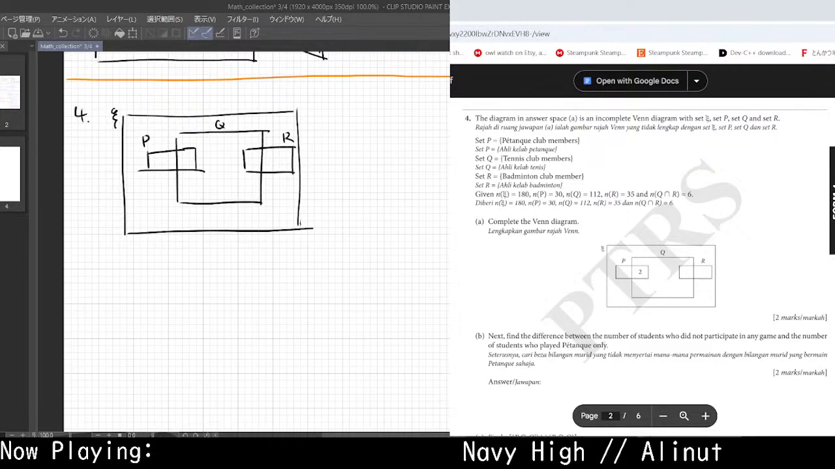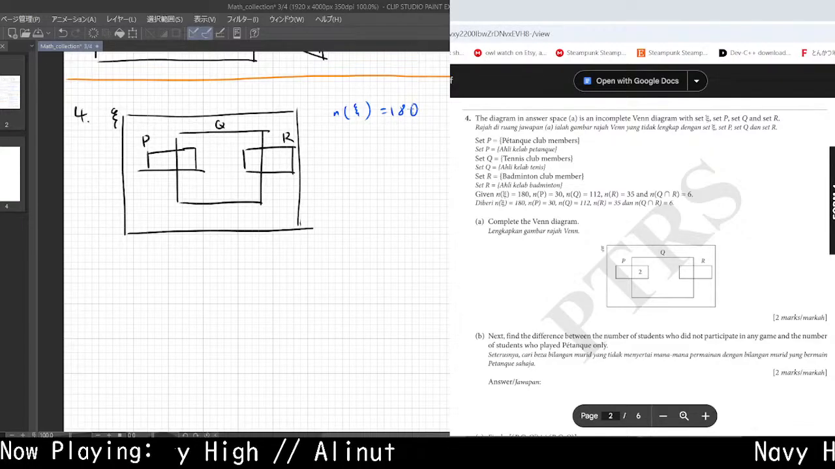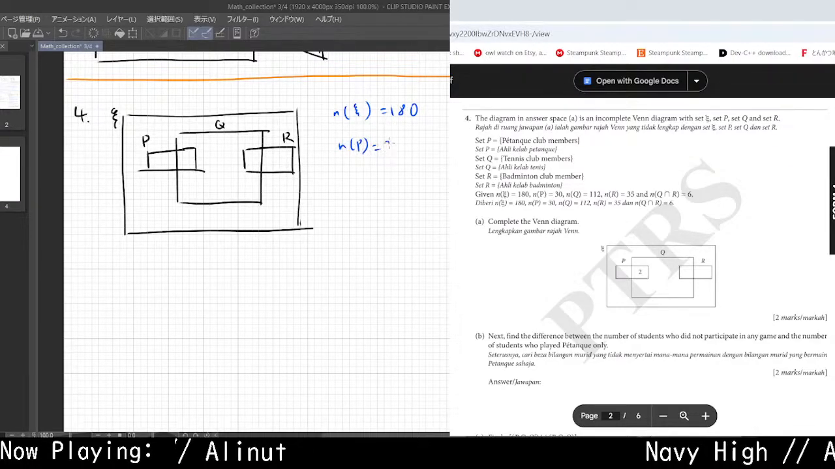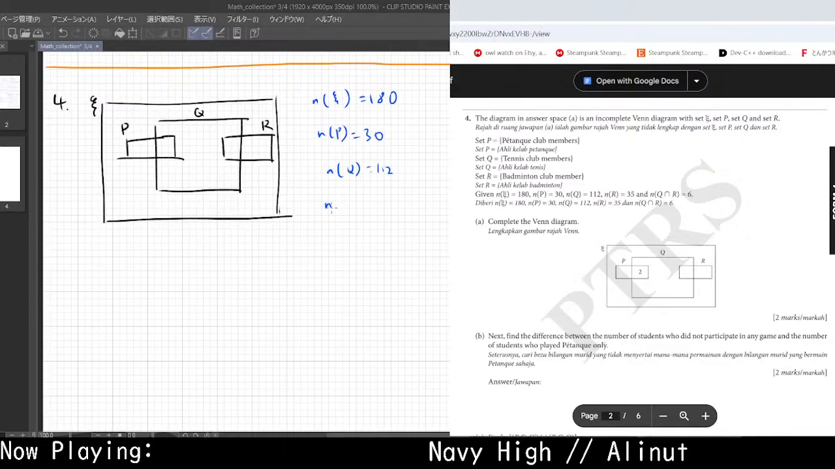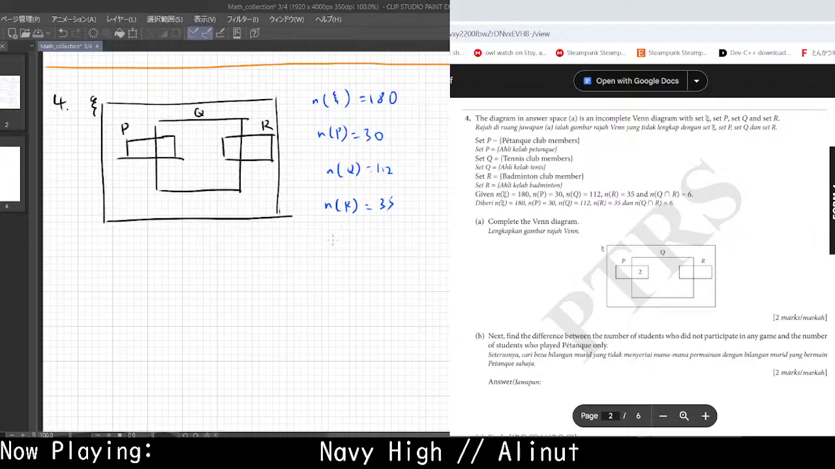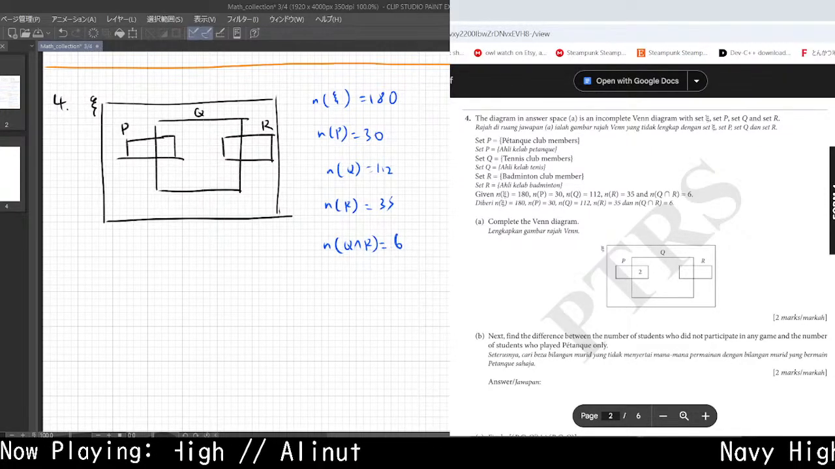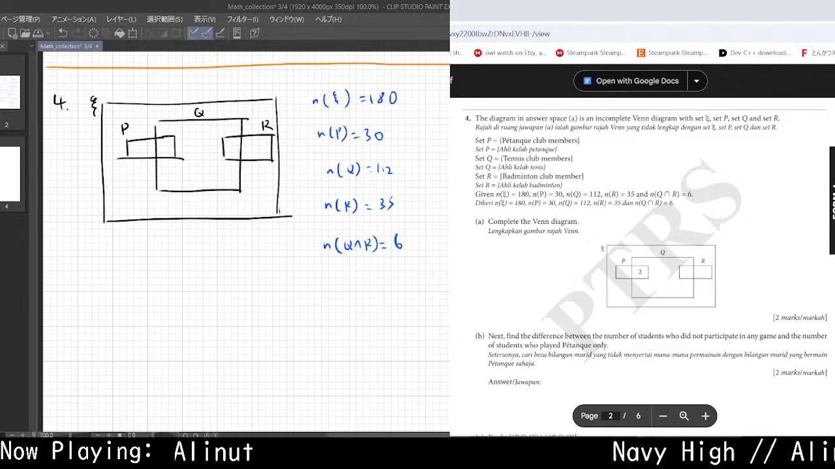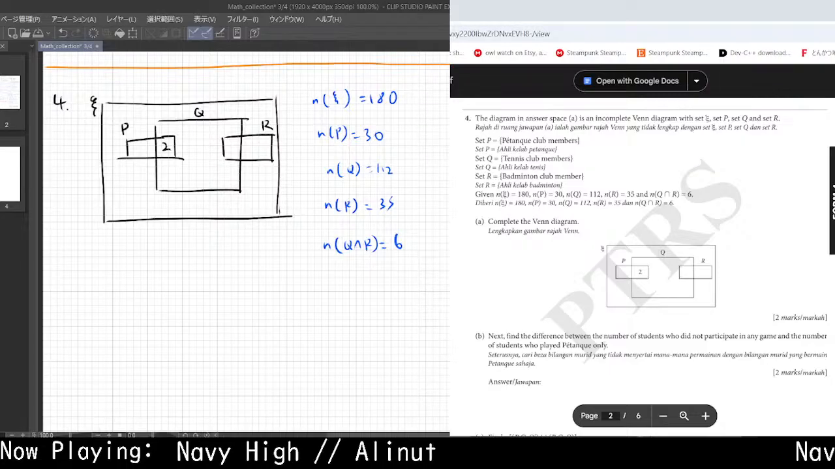So we want to look at the information it gives you. Given that n of psi, everything inside, is 180, n of P is 30, n of Q is 112, n of R is 35, n of Q and R is 6. Then you can see that in the Venn diagram given in the question, there is already a singular number 2 over here already. So we can directly use it to kickstart our process.